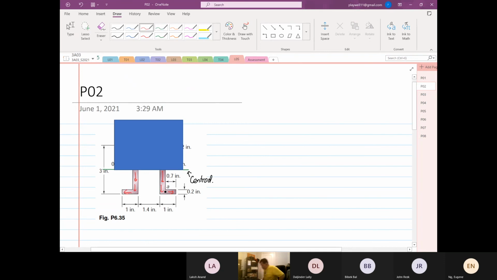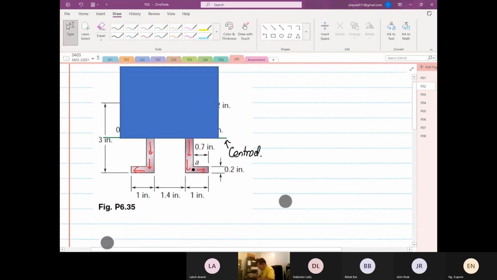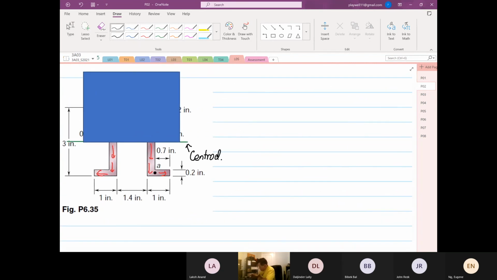The top is easy to look at. Now is point A. Okay, so we want to find the shear stress at point A now. So you look at this.